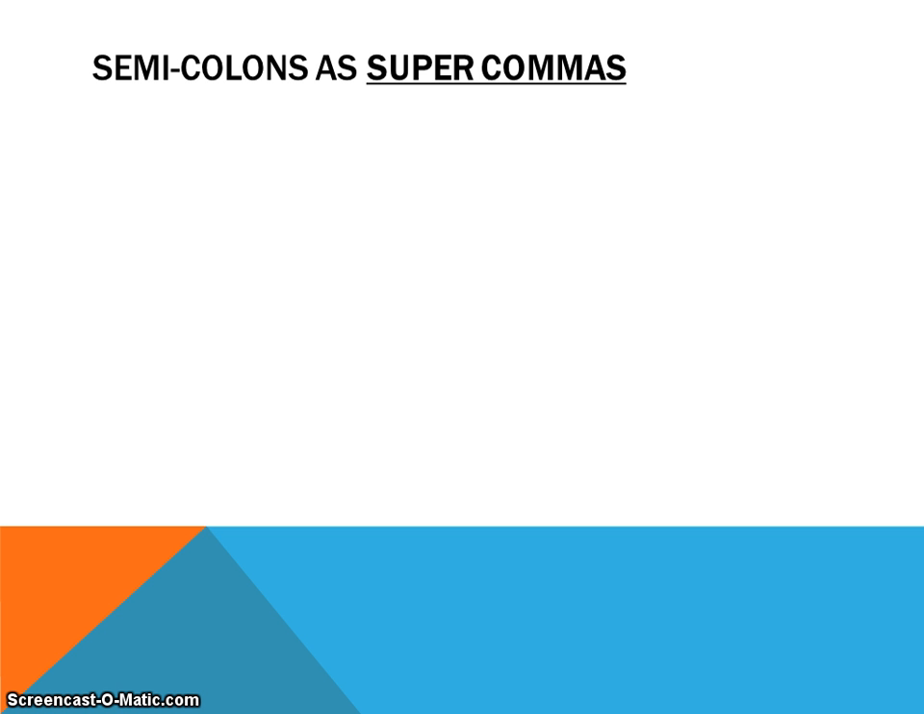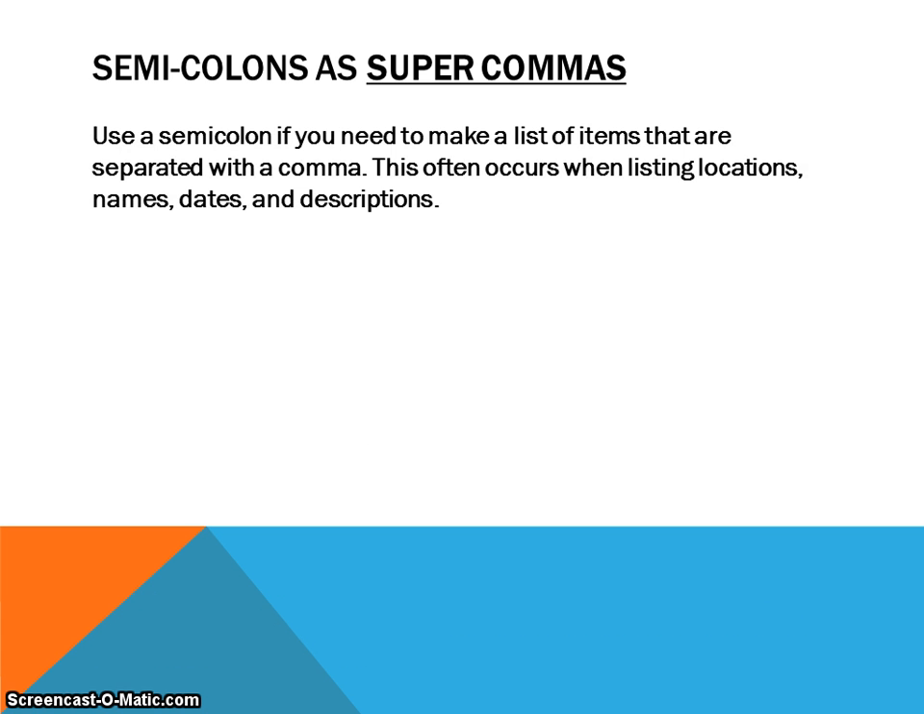Another use of semicolons. We have the pattern simple sentence, semicolon, simple sentence, but oftentimes semicolons are used as super commas, or what I'm going to refer to them as. Use a semicolon as a super comma if you need to make a list of items that are separated with a comma. This often occurs when listing locations, names, dates, descriptions, etc. That's maybe a little jumbled. Let's look at an example to clarify.